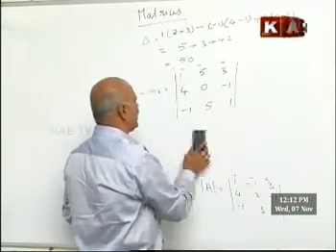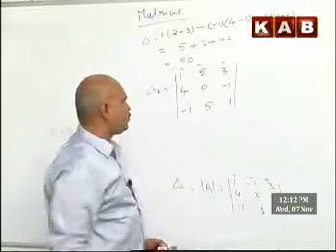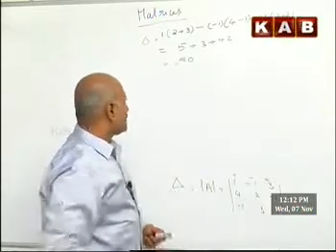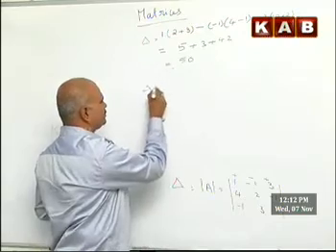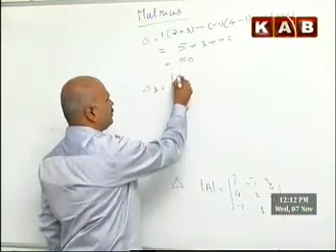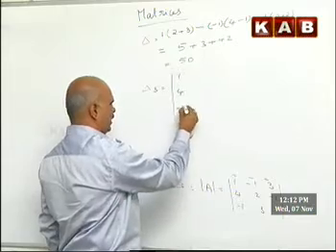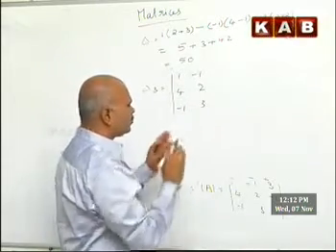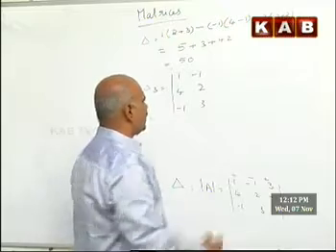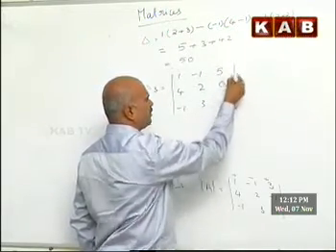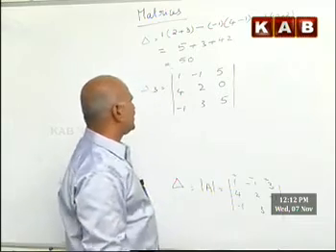Here I may write like this, delta 3 I am going to write. Delta 3 can be written as this one. Delta 3 is equal to, you may get like this, 1, 4, minus 1, minus 1, 2, 3. So the first two columns are as they are, but the last column will be replaced with constants. Those are 505, right? It is delta 3.